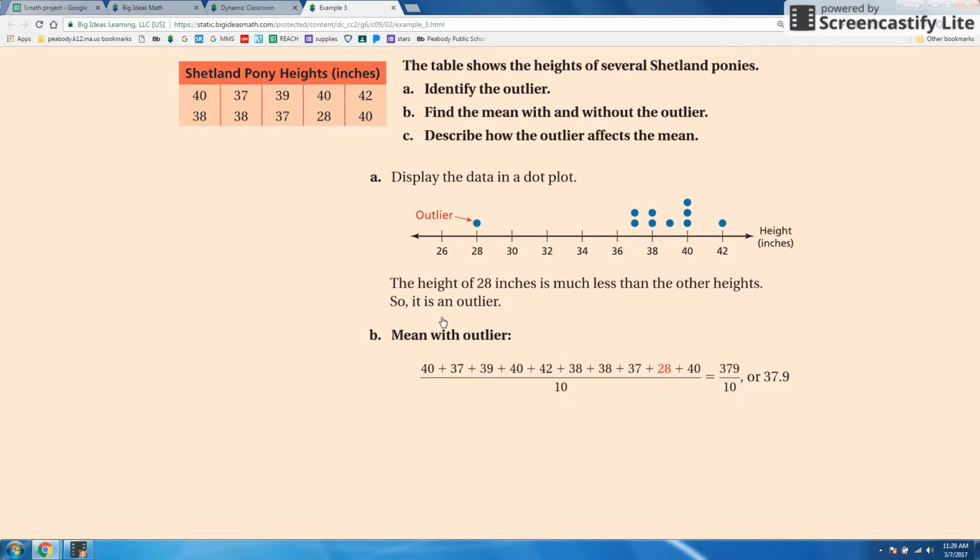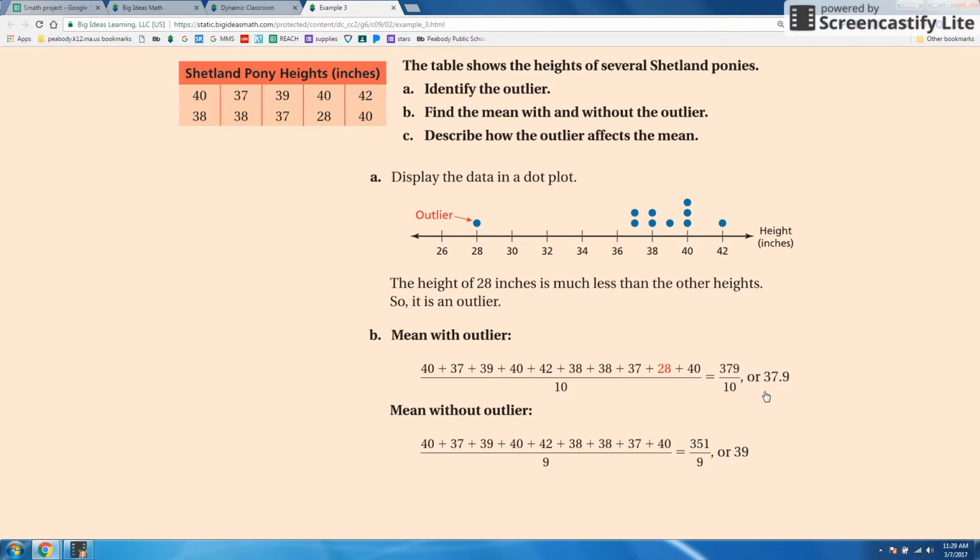So first, they're going to find the mean with the outlier. So that means they're adding all of the numbers together, including that 28. They got 379, dividing it by 10 because there's 10 numbers, and they got 37.9. Then you want to do it without the outlier. So the easiest way to do that would be to take your 379 and subtract the outlier from it. So subtract 28 from it, which gives you 351. But then you're also dividing it by 9 because now you got rid of a number, so you're dividing it by 9 numbers instead of 10. And that goes in evenly, so you get 39.